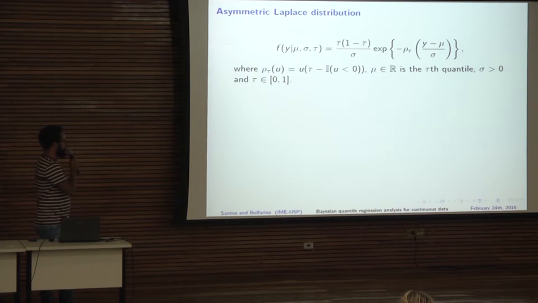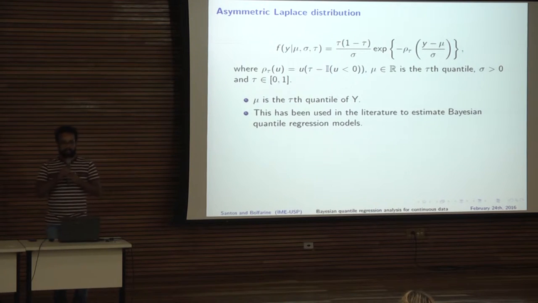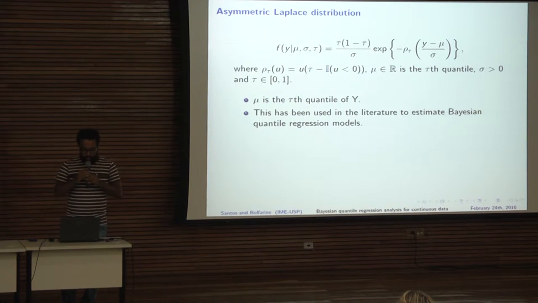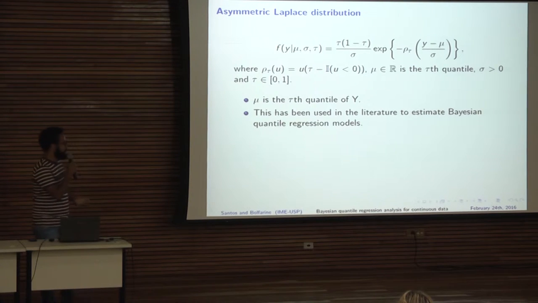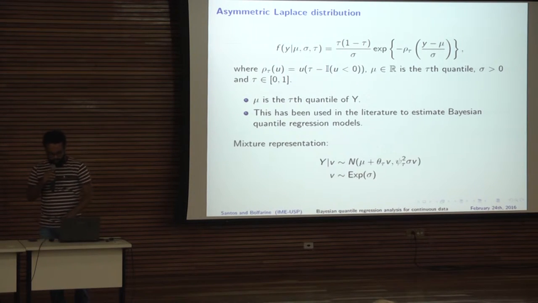So just a quick review about this distribution. This is its density function. And the nice thing about this distribution, and it's used widely for estimating Bayesian quantile regressions, is that its location parameter is equal to the tauth quantile of the response variable. So if you consider this distribution in the likelihood, it's proved in the literature that it gives a good approximation for the quantiles of your response, even when your response doesn't follow this distribution.